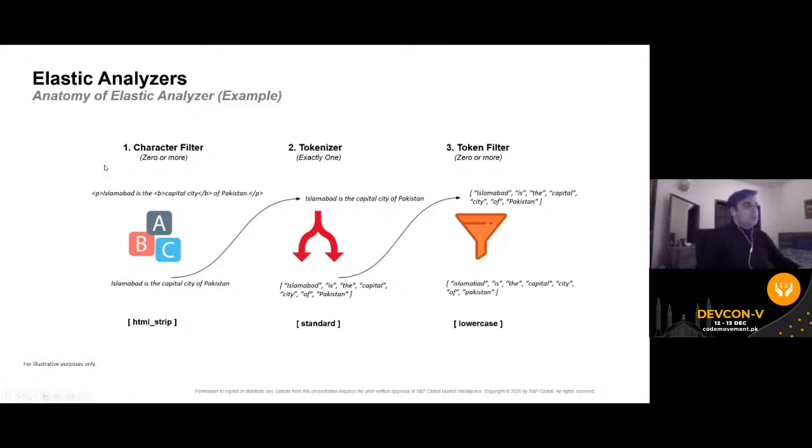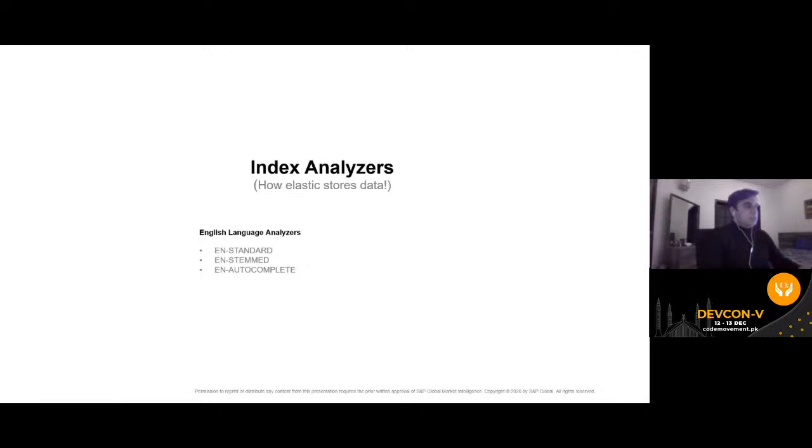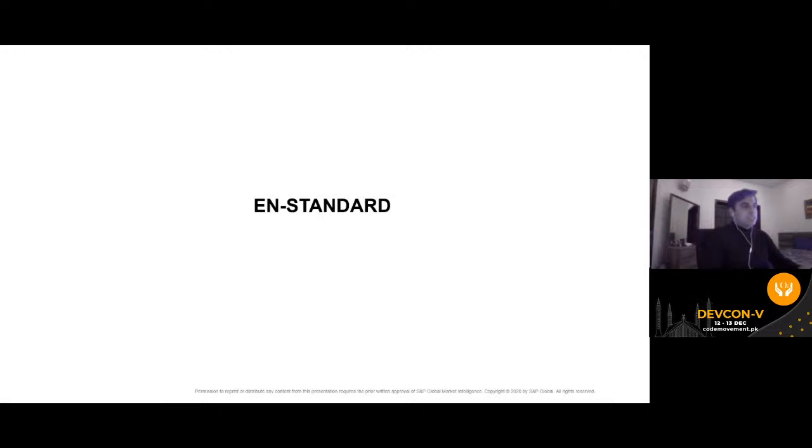I just wanted to show you how analyzers are created and what the three main components of analyzers are. Now let's have a look at some more analyzers. In today's session, I'll be discussing three analyzers. All three of them are custom analyzers, like I have defined them myself, and it's pretty easy to define. So we'll be discussing the EN standard, EN stemmed, and EN autocomplete analyzers today, where EN stands for English. So let's go to the EN standard analyzer.